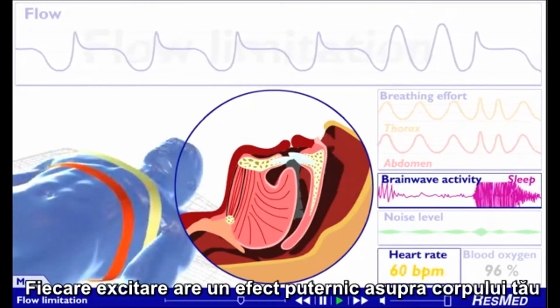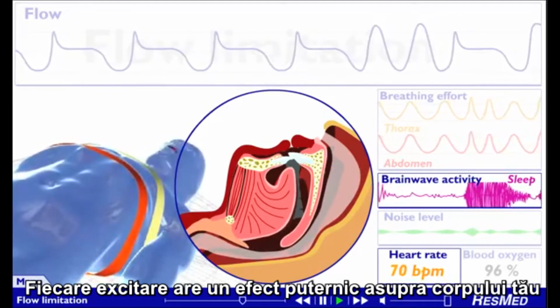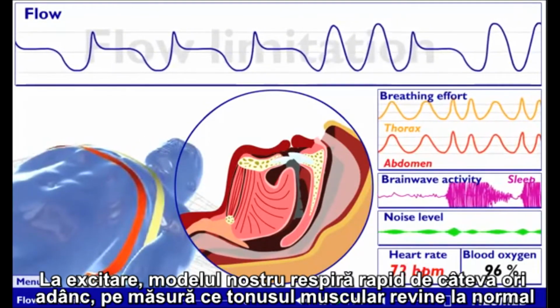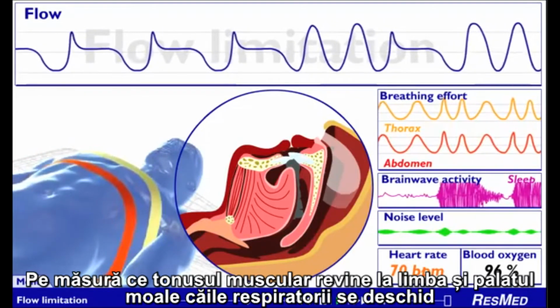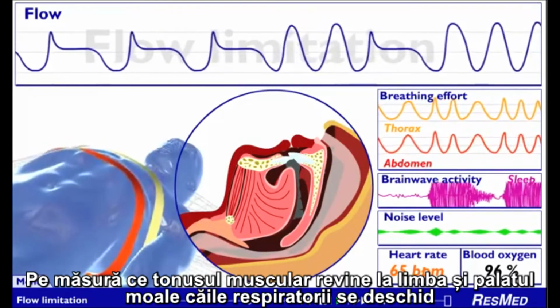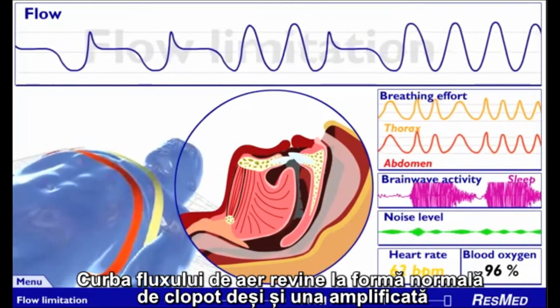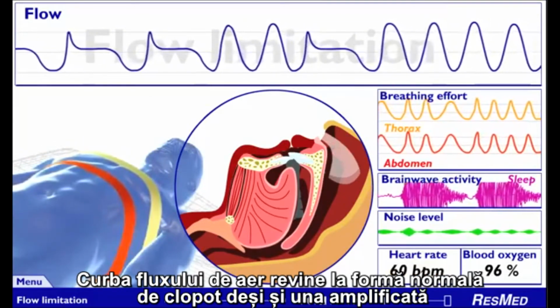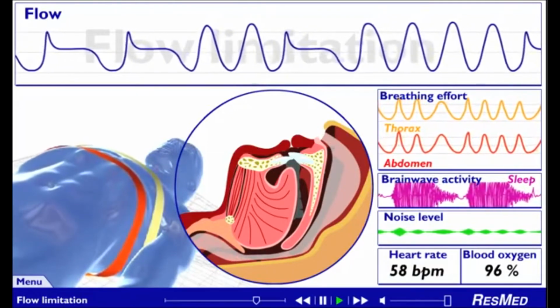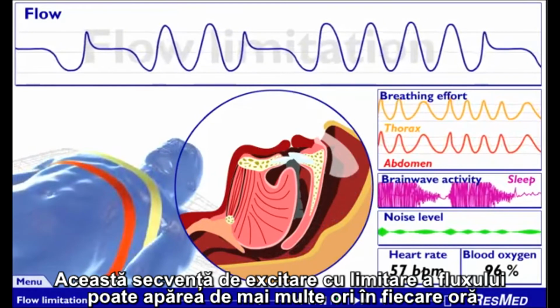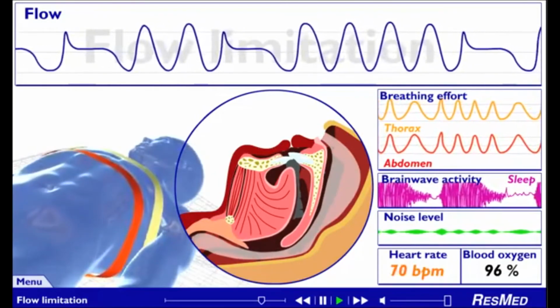Each arousal has a powerful effect on your body. On arousal, our model quickly takes a few deep breaths. As muscle tone returns to the tongue and soft palate, the airway opens. The airflow trace returns to the normal bell shape, although an amplified one. This flow limitation arousal sequence may occur several times every hour.